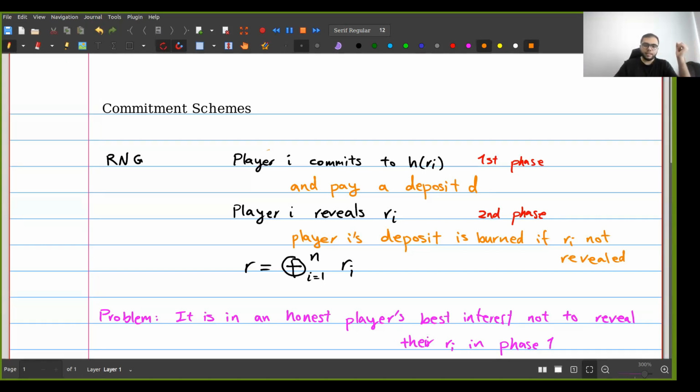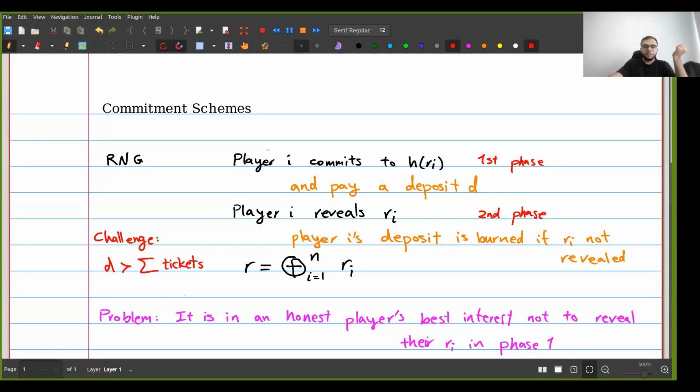So this deposit here has to be so large that not revealing even one ticket's RI is going to cost me an enormous amount of money, more than anything that I can possibly win in the entirety of this lottery. So in this case, the challenge I have is that D, the deposit D, must be larger than all the money in the lottery. It has to be larger than the sum of the values of all the tickets.